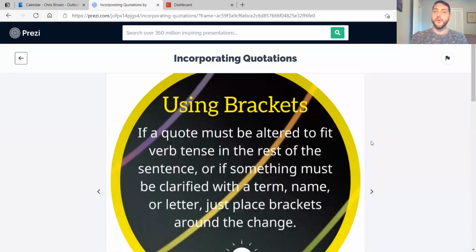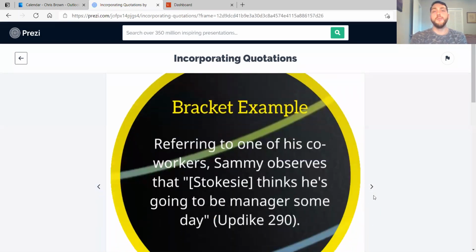So brackets are important because if you have to alter the quote in any way, you have to use brackets to show clarification. And it's easier to show you with an example, but basically you put brackets around anything you changed, and that tells your reader, this is not part of the original quote, but I'm just trying to clarify or add information that was part of that quote.